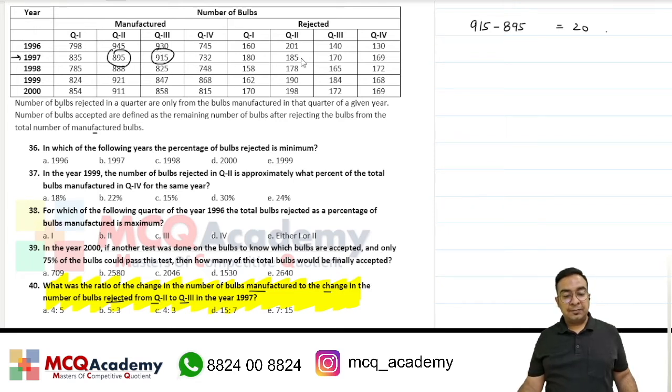तो number of bulbs rejected का नंबर देखिए 185 minus 170, so this is a change of 15. So the ratio is equal to 5 4s are 20, 5 3s are 15, that is 4:3. Therefore, you will mark C as the answer to this question.